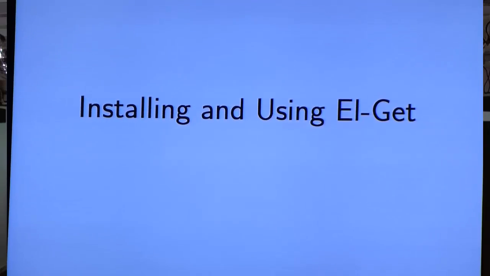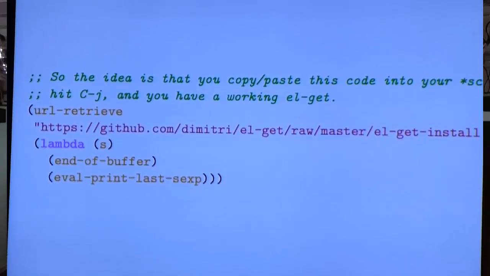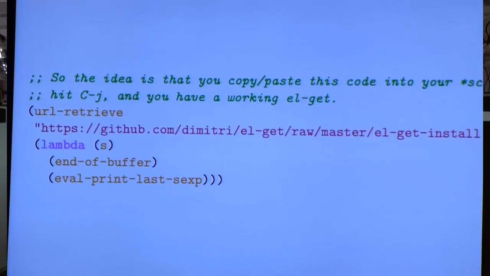So the main drawback of ELGET when compared to package.el, that is also called ELPA, is that it does not come installed with Emacs. When you get Emacs, it's not there yet. So here is how you install it. You copy paste that thing, and you type in, well, Control-J, for example, when you are just after the final closing parentheses. You wait for some seconds, depending on your internet connection speed, and it's installed. And after you've done that, without restarting Emacs, you can start using it.